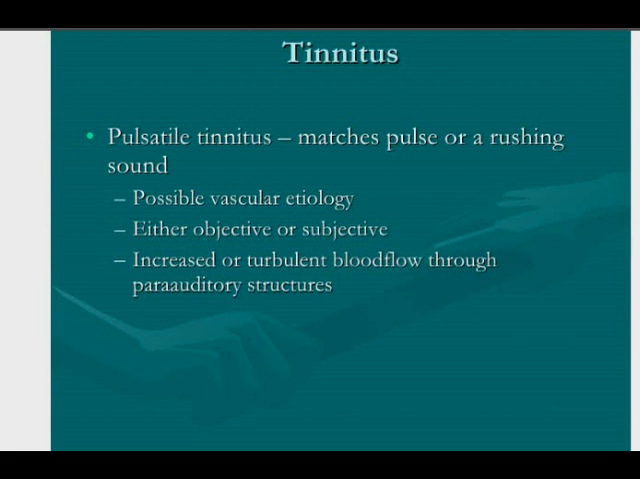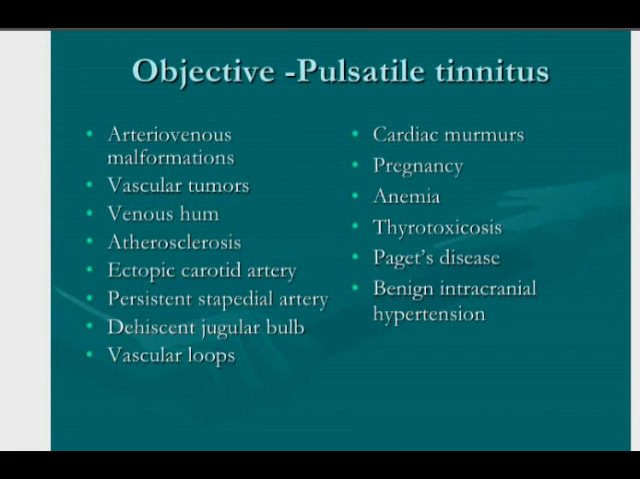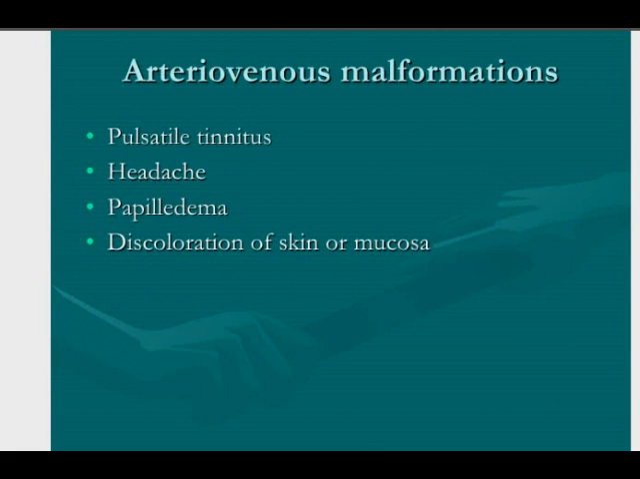Maybe vascular or hyper blood flow. Objective may be cardiac murmur, pregnancy, anemia, thyrotoxicosis, Paget's disease, intracranial hypertension, arteriovenous malformation, vascular tumor, venous hum, atherosclerosis, ectopic carotid artery, persistent stapedial artery, dehiscent jugular bulb, or vascular loop.